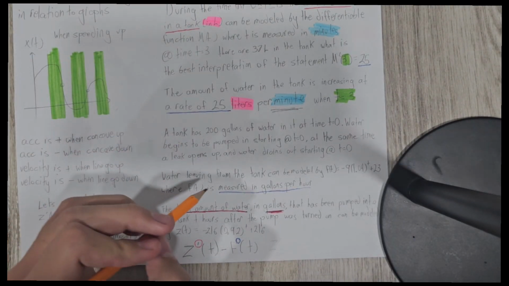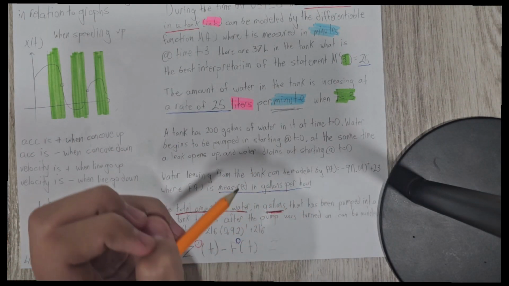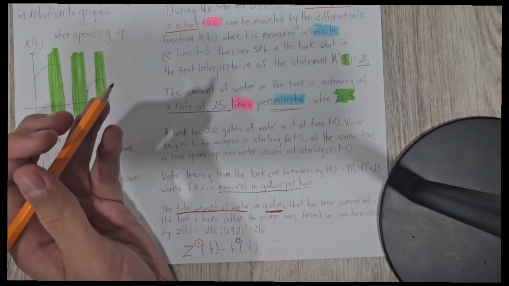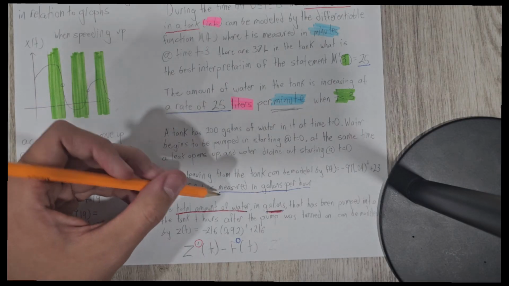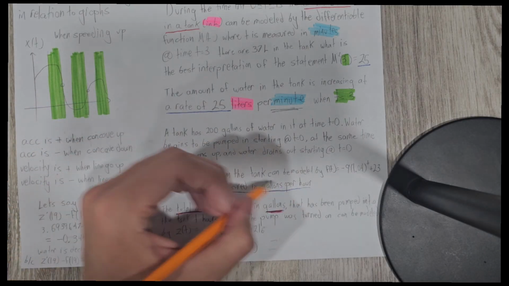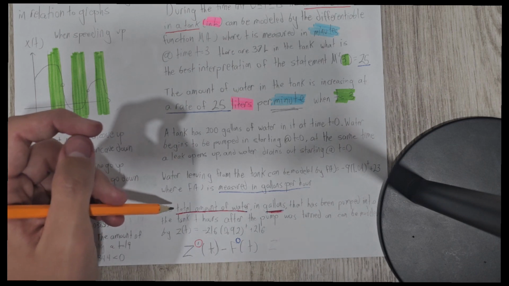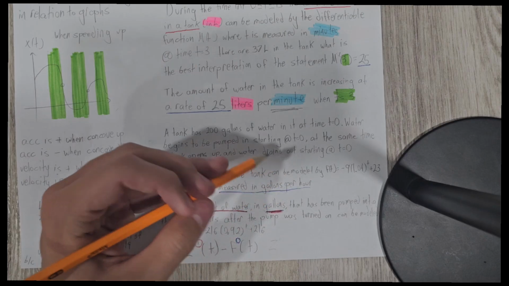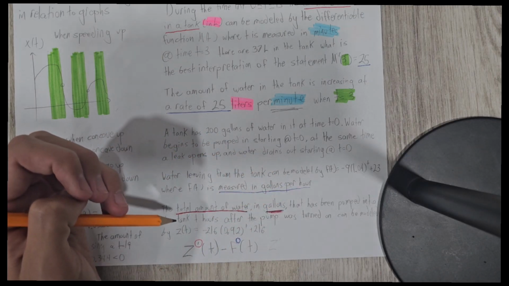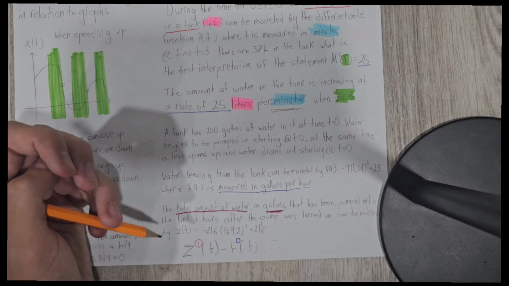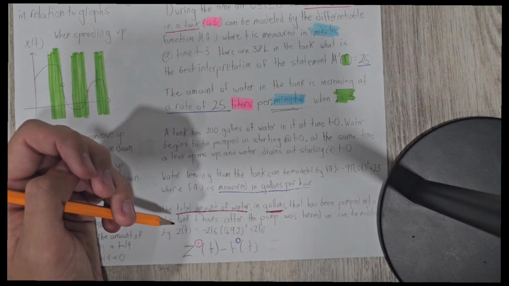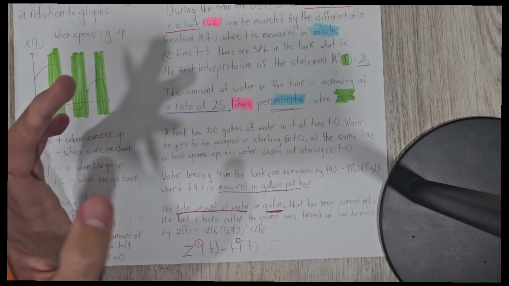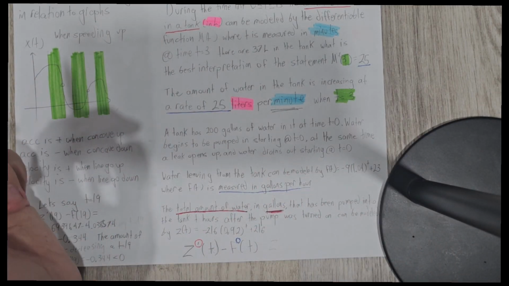We have water leaving the tank can be modeled by f of t, which is equal to -9(1.04)^t + 23, where f of t is measured in gallons per hour. This is important, so remember this. The total amount of water in gallons that has been pumped into the tank after the pump was turned on can be modeled by z of t, which is equal to -216(0.92)^t + 216.